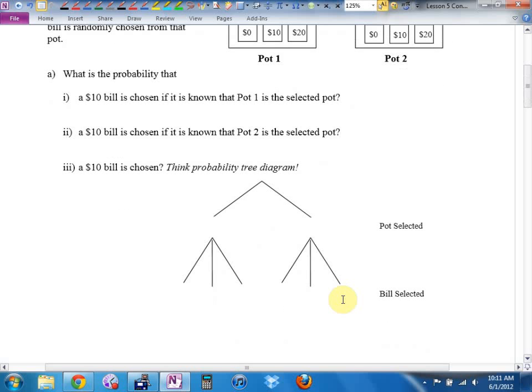I would do a probability tree. First of all, we've got to pick a pot. Let's say pot 1 or pot 2. What are the odds of picking pot 1? Meant to be really obvious. 1 out of 2. 1 out of 2. Then inside pot 1, it looks like you can get a 0, a 10, or a 20. Same with inside pot 2, you can get a 0, a 10, or a 20.